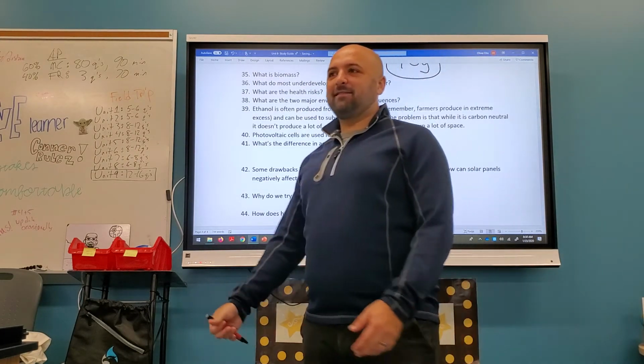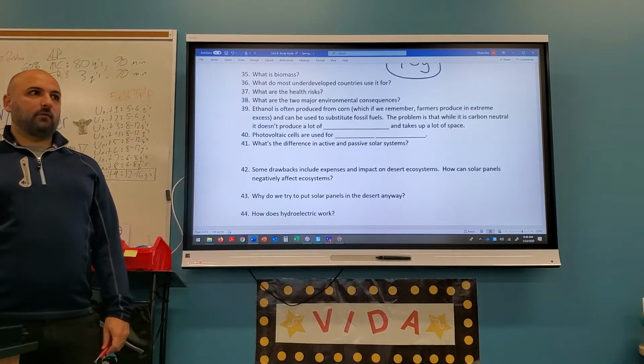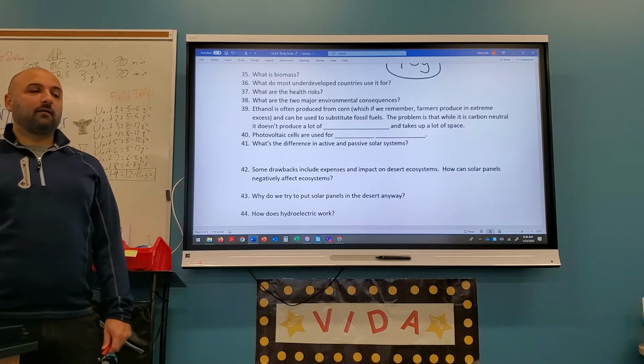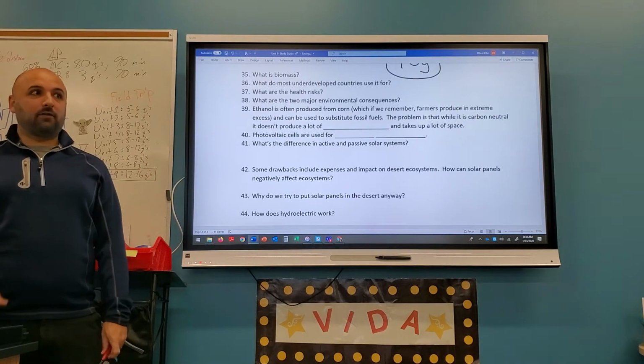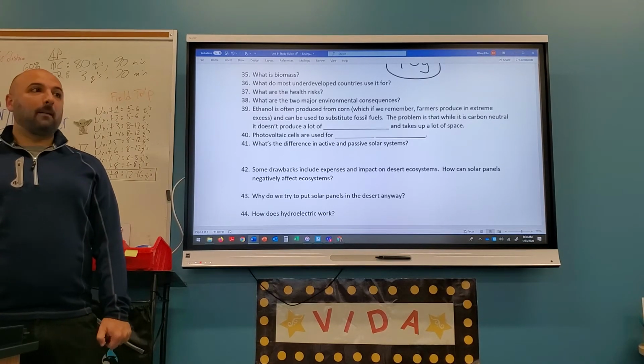All right. Now, what is biomass? Biomass is dead organic matter, organic matter used to make power. What do we use corn to make specifically? Ethanol. It was bouncing around there, but you're good.